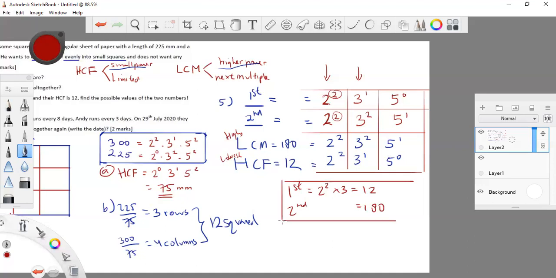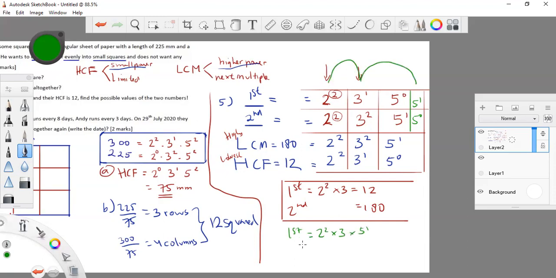I'll use the red color. We have another option, I just switch this. Don't erase what we had before. Now we can use the grid color. It can be 5 power 1 or 5 power 0, right? So the other possible number is 2 square times 3 times 5 power 1. So we take this one. And the second number will be 2 square times 3 square times 5 power 0. So the answer will be 12 times 5, 60, and 36. Both of them will provide you the same HCF and LCM.